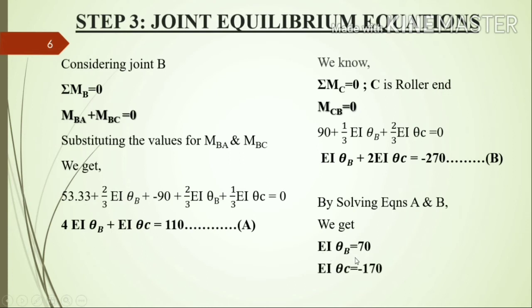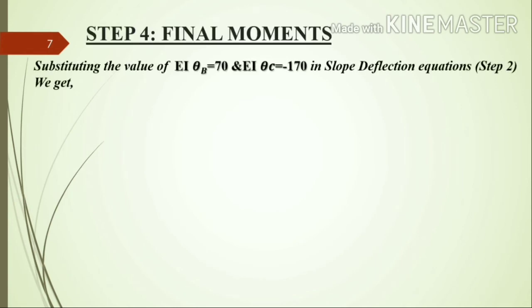So from step 3 we get the values of unknowns EI theta B and EI theta C. Then fourth step, by substituting these values of EI theta B as 70 and EI theta C as minus 170 in the slope deflection equations, we get the value of MAB is equal to minus 26.67 plus 1 by 3 EI theta B. Then substitute here the value of EI theta B as 70, we get MAB is equal to minus 3.33 kilonewton meter.